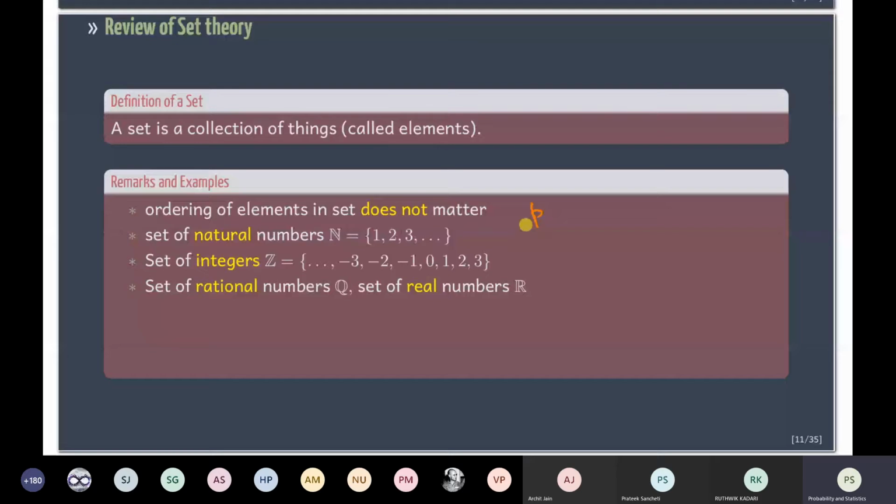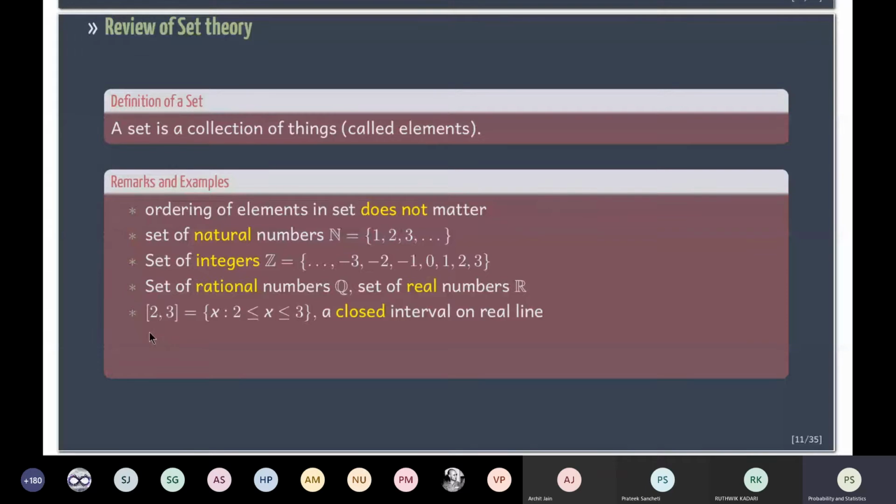And then we define the set of real numbers as the rational numbers union the irrationals. Okay, we all know this. So let us define some notations in case you may not have seen them. You must have seen them actually by now.